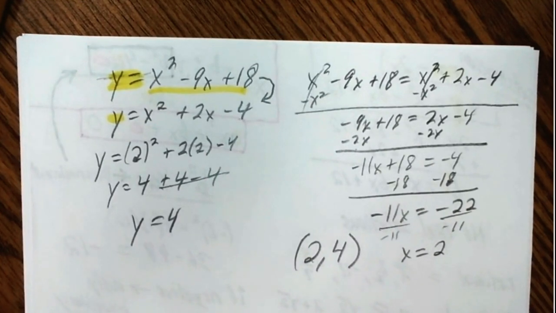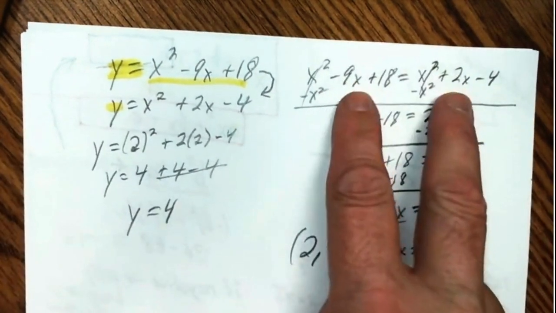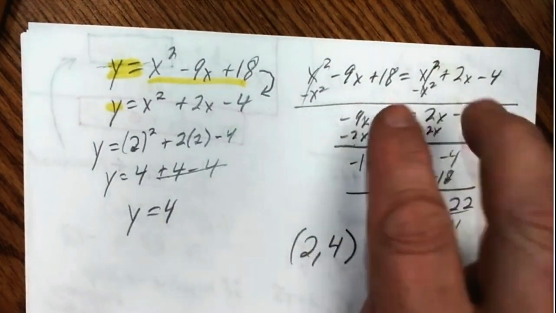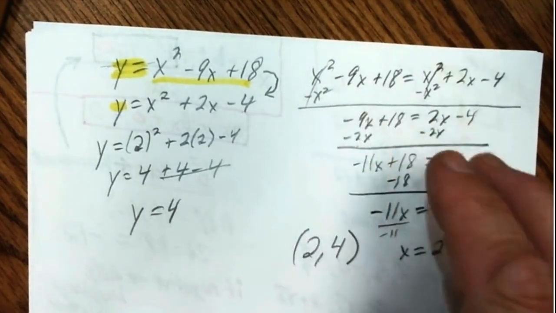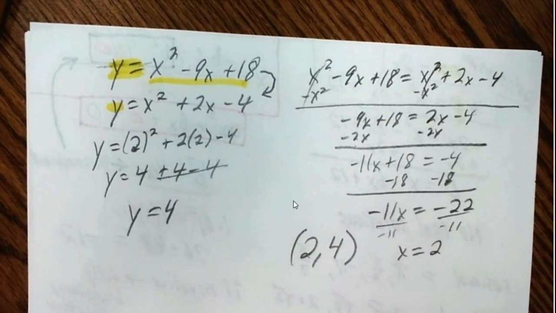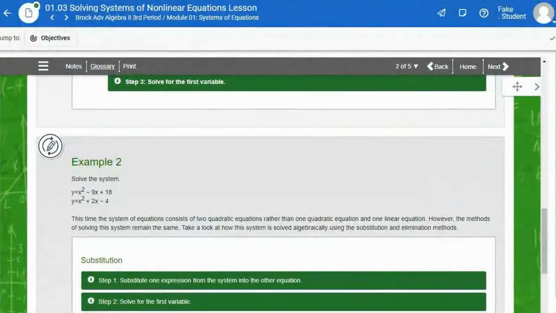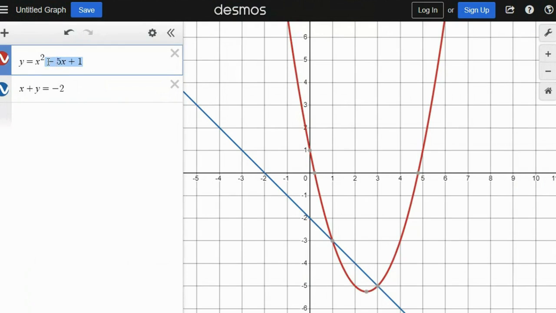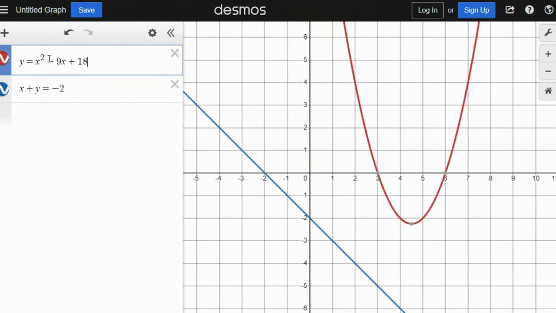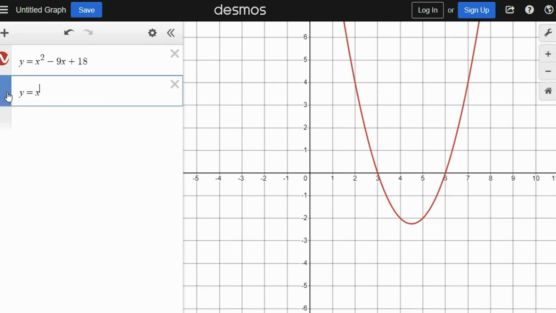We just simply substituted one in to where now they're equal to each other. We moved everything to one side, moved the x's to one side, moved everything else to the other side, ended up with x equals 2. So let's graph these and see if we're right. Great way to double check our work. It was x squared minus 9x plus 18. That was the first parabola. Second one is y equals x squared plus 2x minus 4.